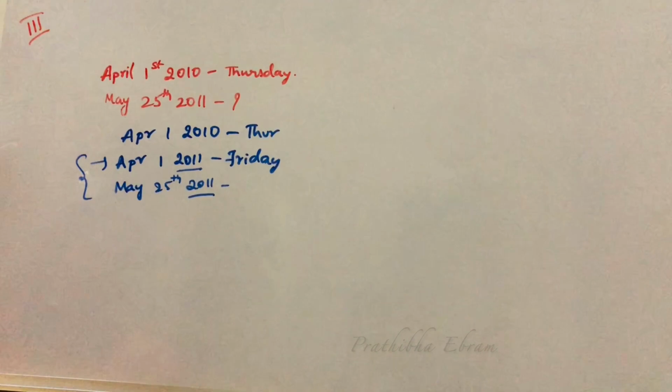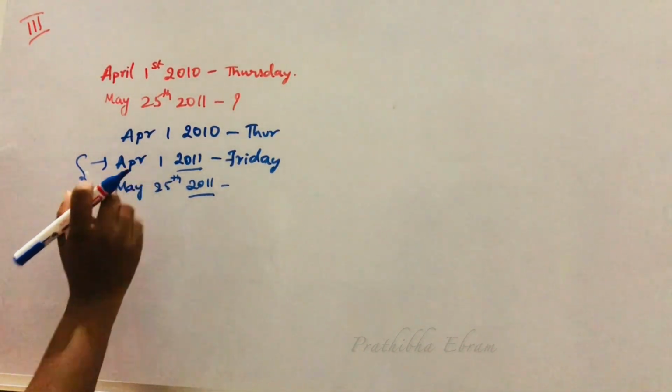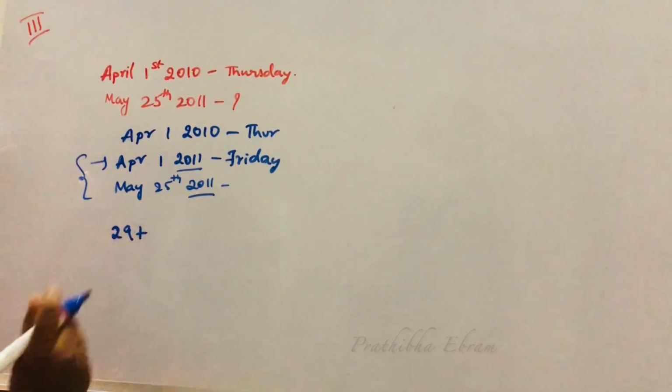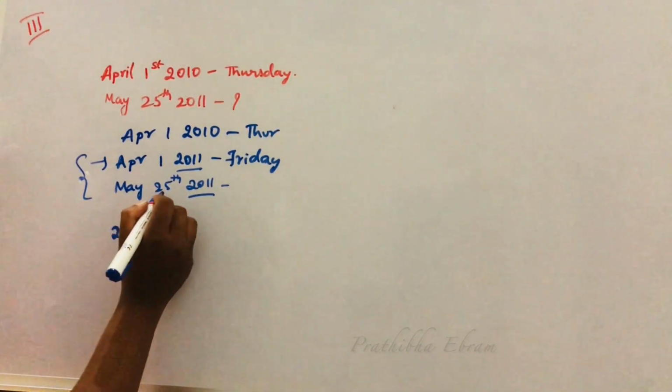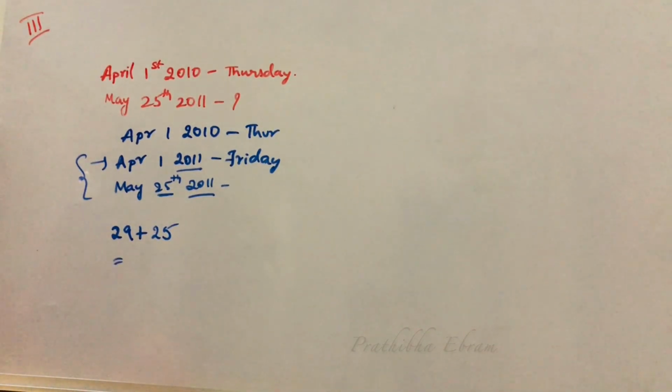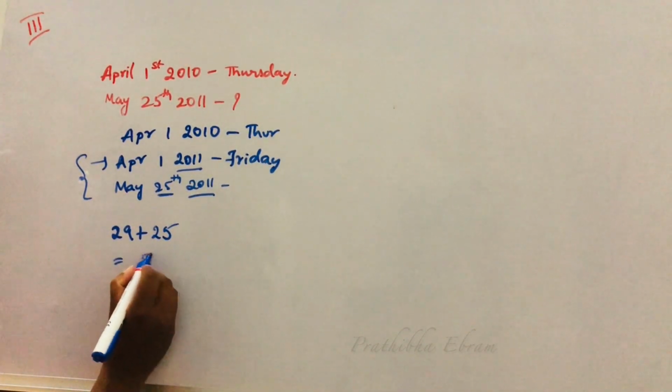See, in the month of April we have 30 days. We are already on the 1st. So still pending with 29 days, plus in the month of May till 25th only. Right? Now, if you add this, you will get 54 days.